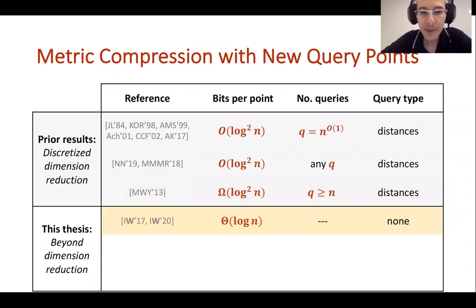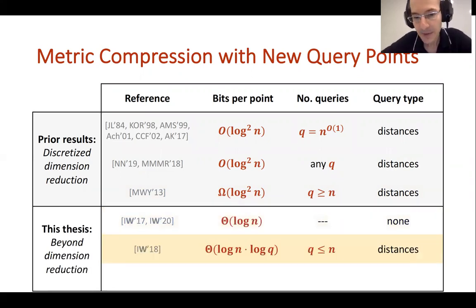This is the theorem I already mentioned. If you don't have any query points to deal with, then you can do log n bits per point. And when we start adding query points, we get a smooth interpolation between our log n bound without query points to the log squared n bound that handles any number of query points by dimension reduction. The total size is log n times log u bits per point if you have n data points and q query points. And this is also tight.